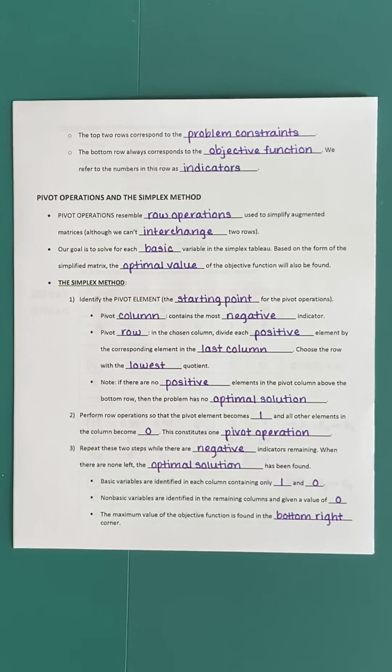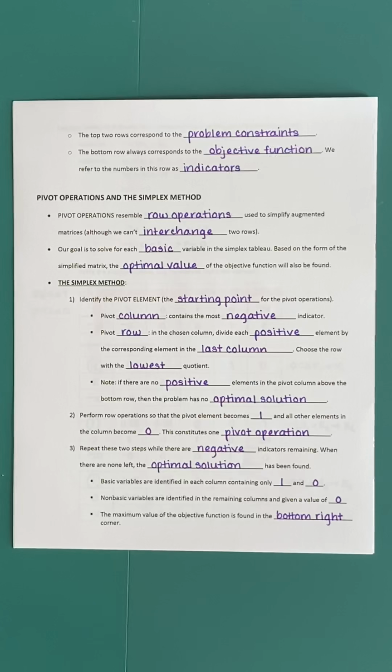So we can do any operations we want except interchanging rows. We can't do that. So what are our operations? Well, we can multiply each row by a non-zero constant, and then we can also add one multiple of a row to another row. That's also going to be a legal operation. We're going to use a combination of those operations with a particular goal in mind. So the goal is to solve for each basic variable, in other words, the ones we're going to base our solutions on in this Simplex Tableau.